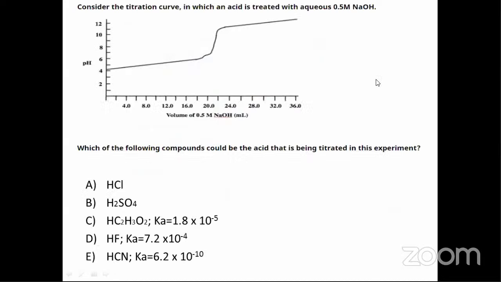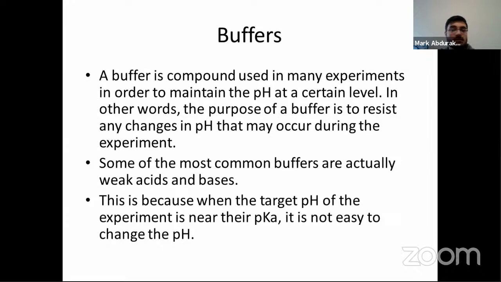Okay. So again, buffers are very important. You probably use them in experiments. They're used very commonly. So if you were to ask a question like, which of these compounds would make the best buffer at pH 8? It would be the one that has the pKa closest to 8, or about 8, right? And that would be the best buffer at that pH. Does that make sense? Any questions before I move on to the last part?